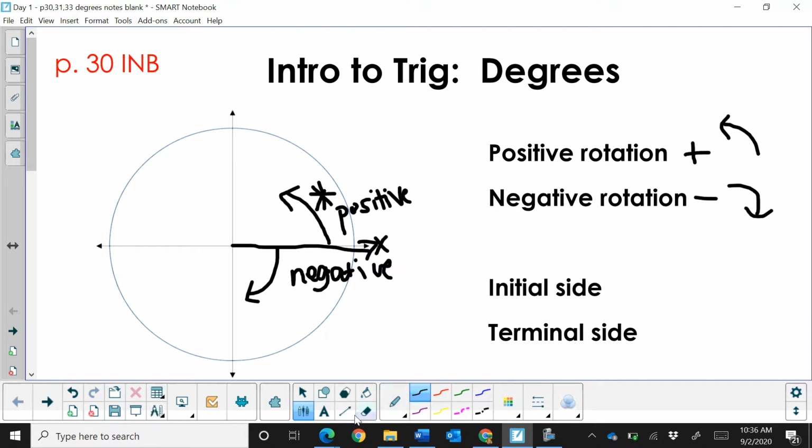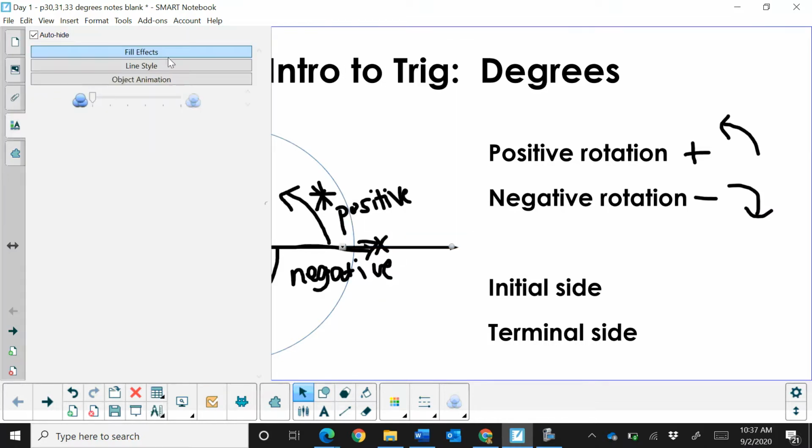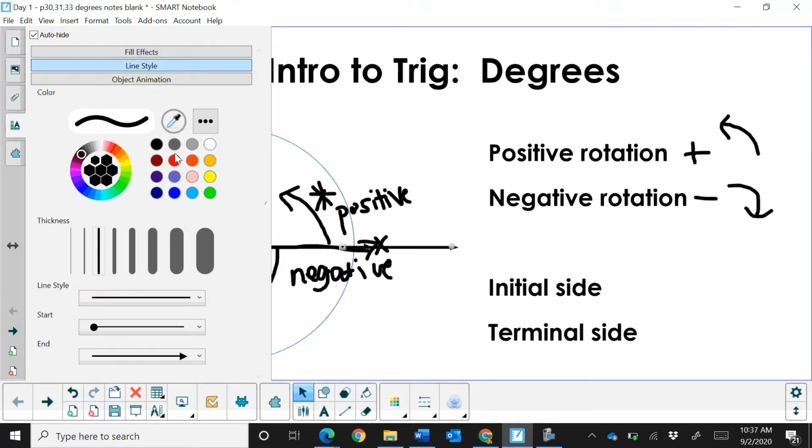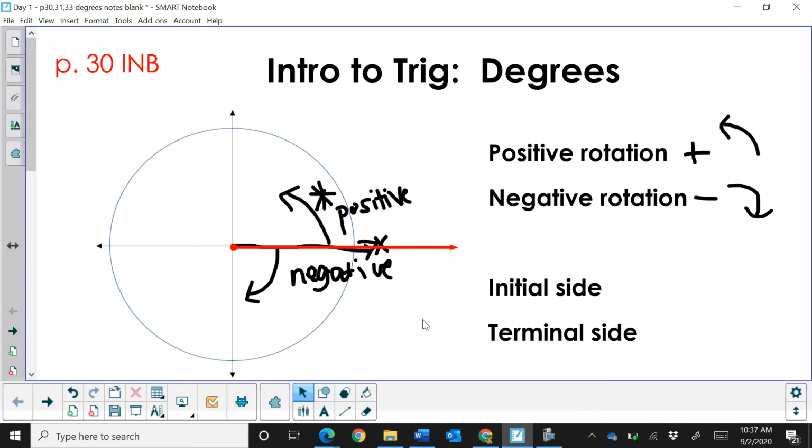Now, initial and terminal sides. So let's draw these. The initial side of an angle will be along this x-axis. And I will highlight that in red so you can see it. Okay, so that is always going to be your initial side along the positive x-axis.